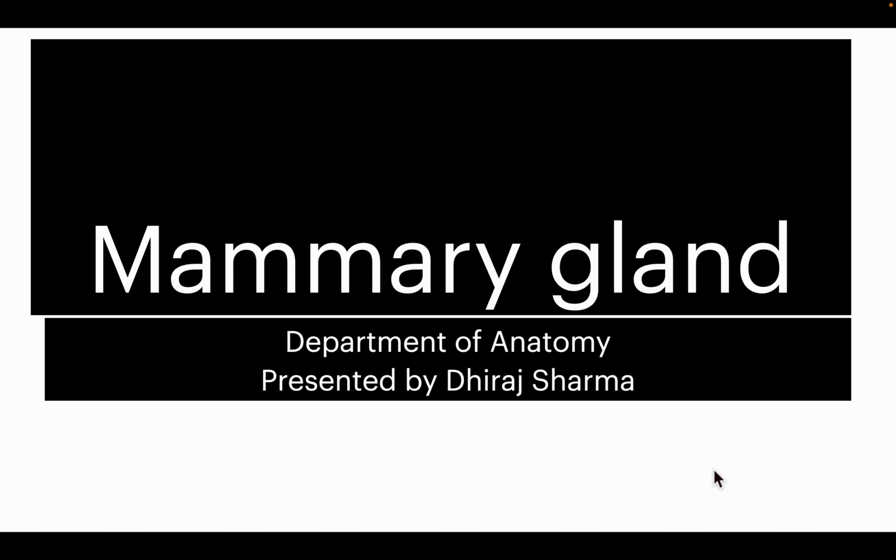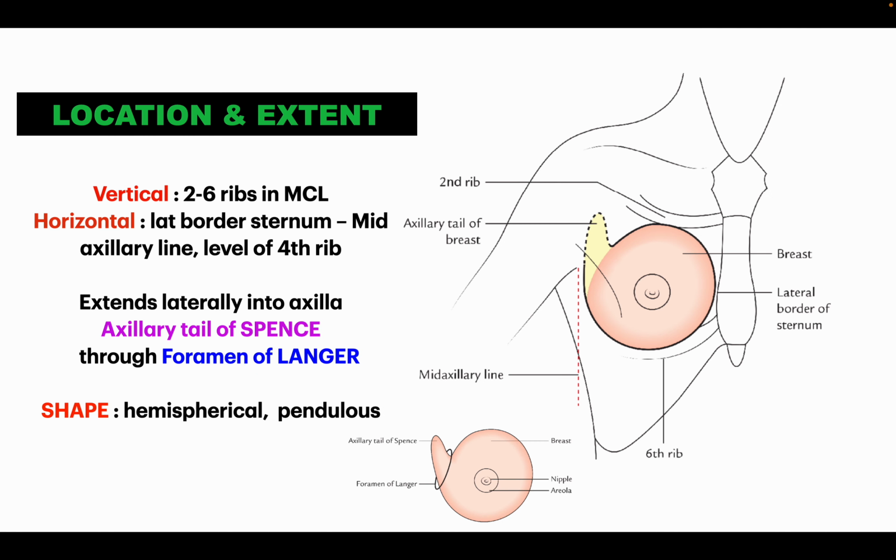The lecture for today's topic is regarding the mammary gland. So we'll see the location and extent of the mammary gland. This is known as the clavicle over here. This is known as the second rib. This is known as the sixth rib.